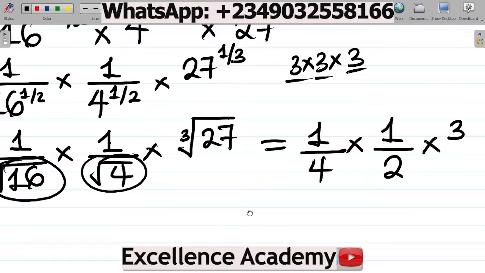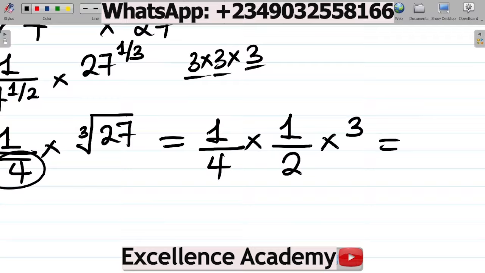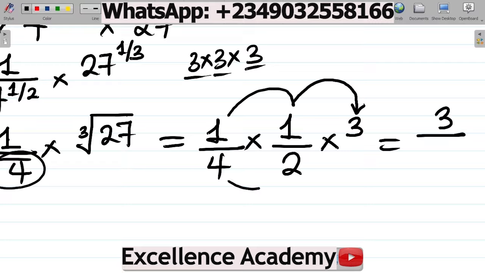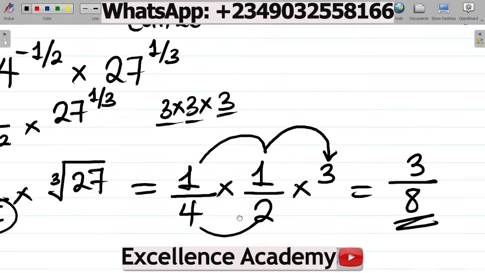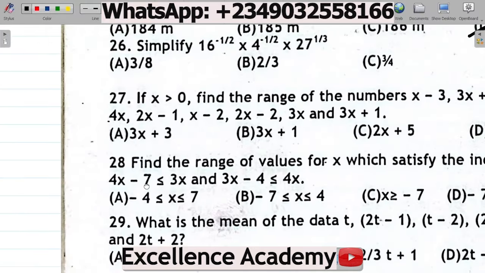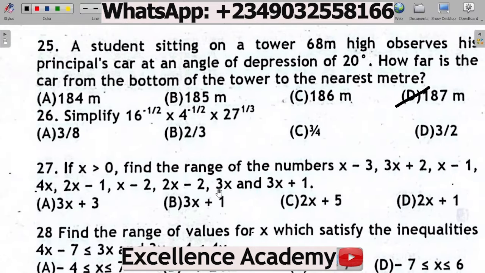So if you work on this, 1 times 1 is 1, 1 times 3 is 3, so we have 3 all over 4 times 2, which is 8. So the value there is 3 over 8. That's your answer. Let's see which option that is. That is option A, 3 over 8. That's the correct answer.